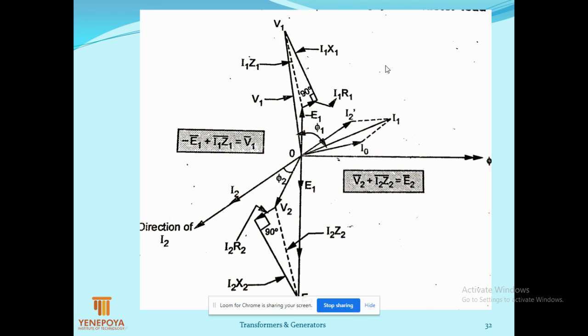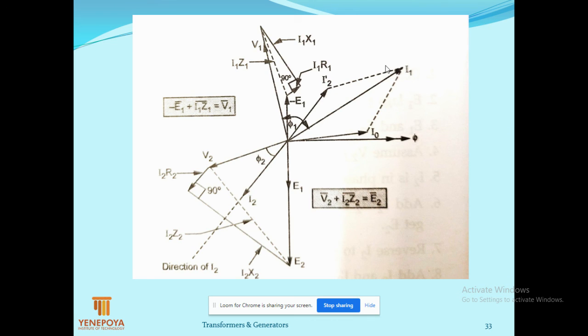The next and last one is capacitive load, or leading power factor. The expression is the same for all; only the vectors differ. Now see here, you take some more angle for V2, previously a lesser angle. See, I marked V2 here because I want to show that V2 is here. Now I2 is marked here. Now I2 is leading V2 at an angle of phi 2. This is for leading power factor.